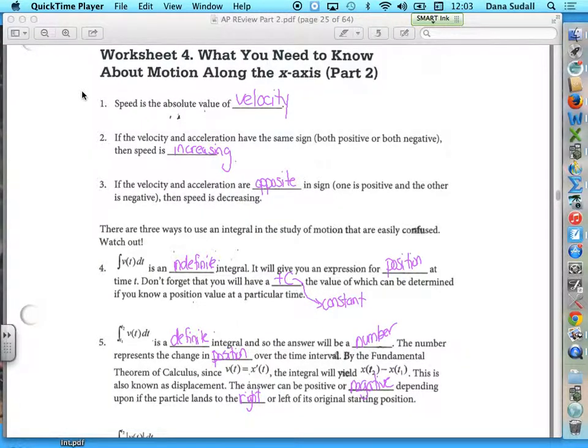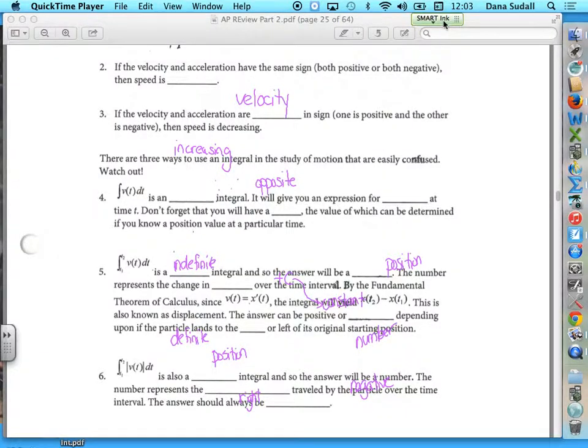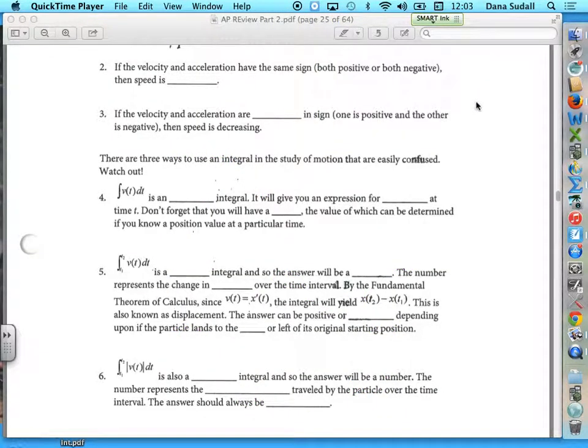Let me just slide this down just a little bit so we can get number 6 in. And then the last one, if I take the absolute value and integrate, I still have bounds on the end. This is still a definite integral, and so the answer will be a number. The number represents the total distance, regardless of the direction, traveled by the particle over the time interval. The answer should always be non-negative. We don't care about the direction for that. All right, so that's the first page.